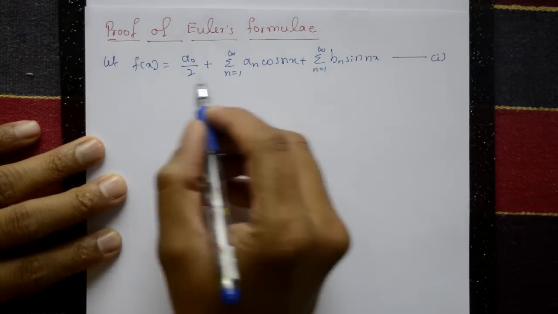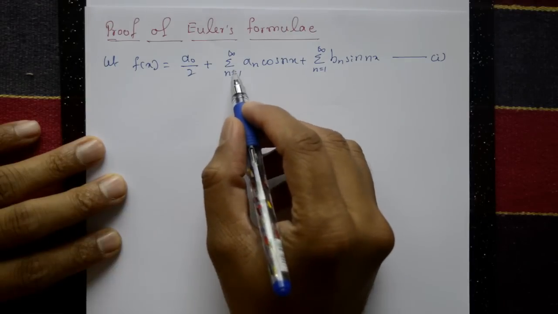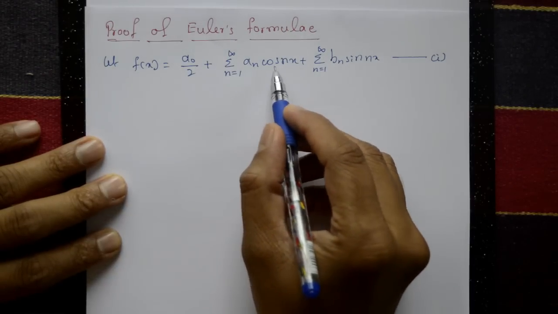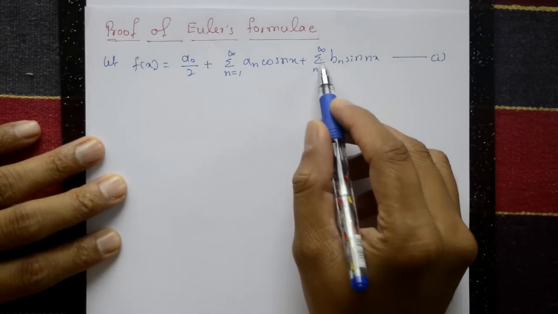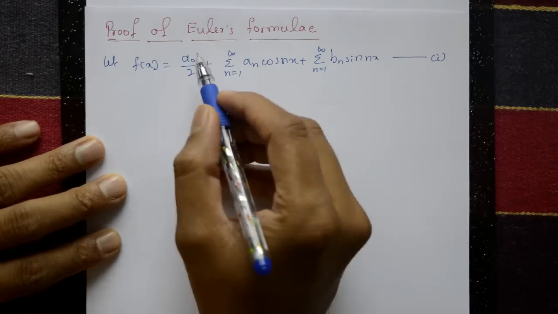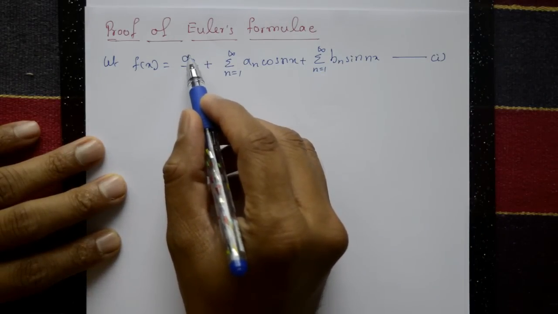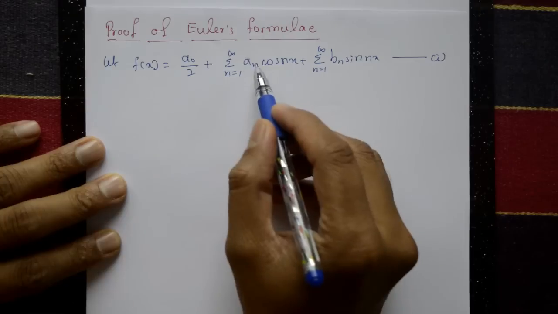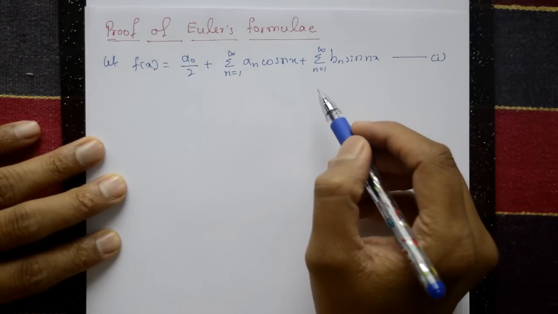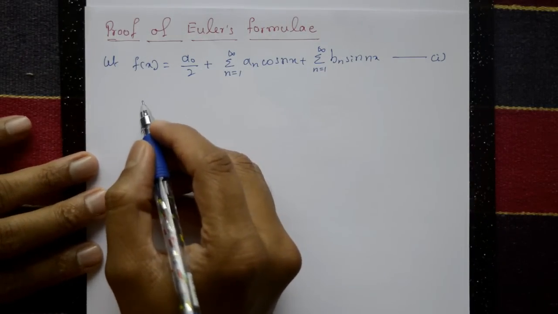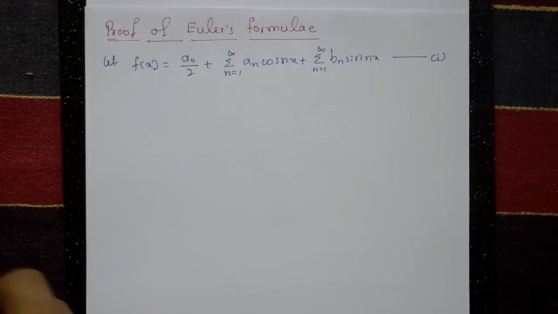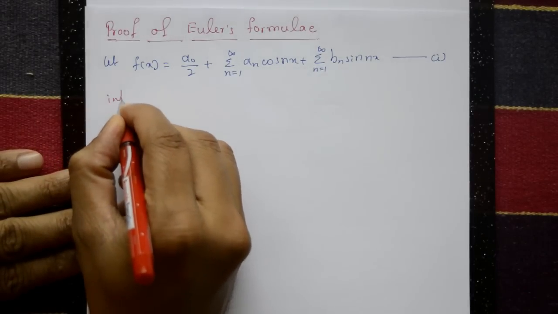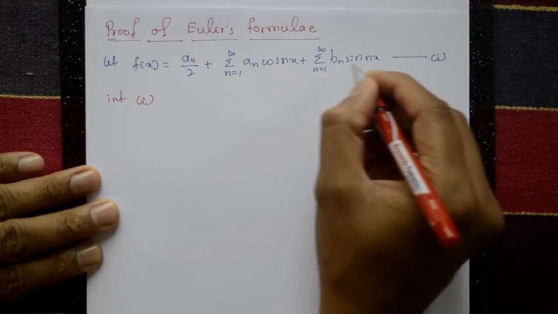The given Fourier series is f of x equal to a0 by 2 plus summation n is 1 to infinity an cos nx plus summation 1 to infinity bn sin nx. So how to get a0, an and bn? Now integrate equation number 1.